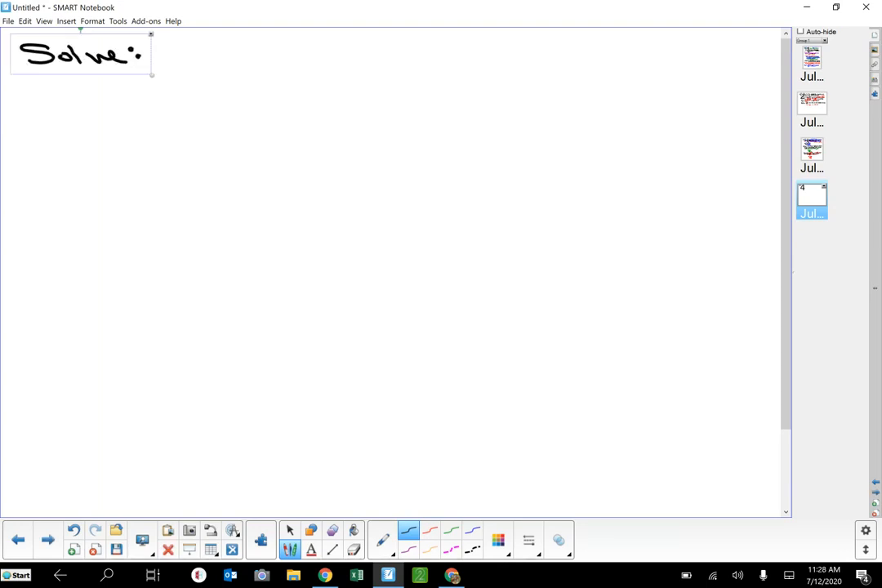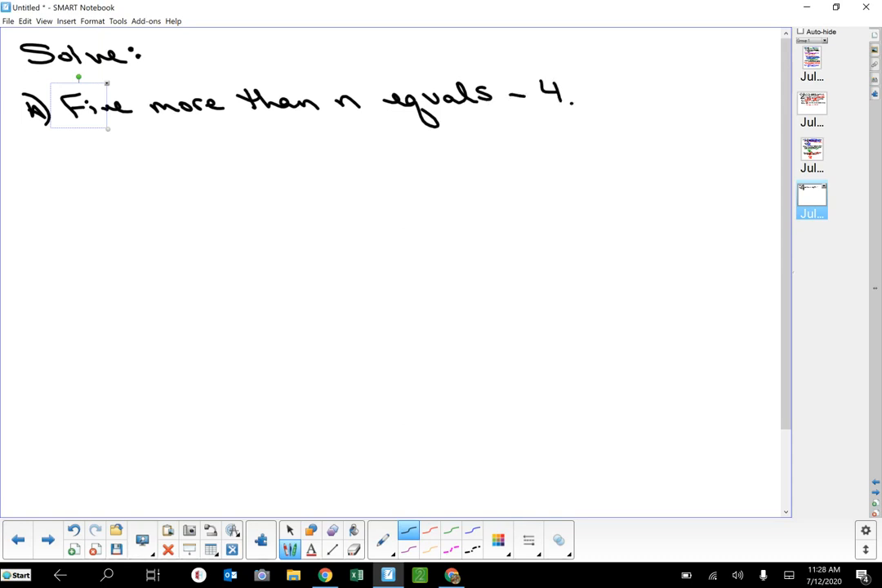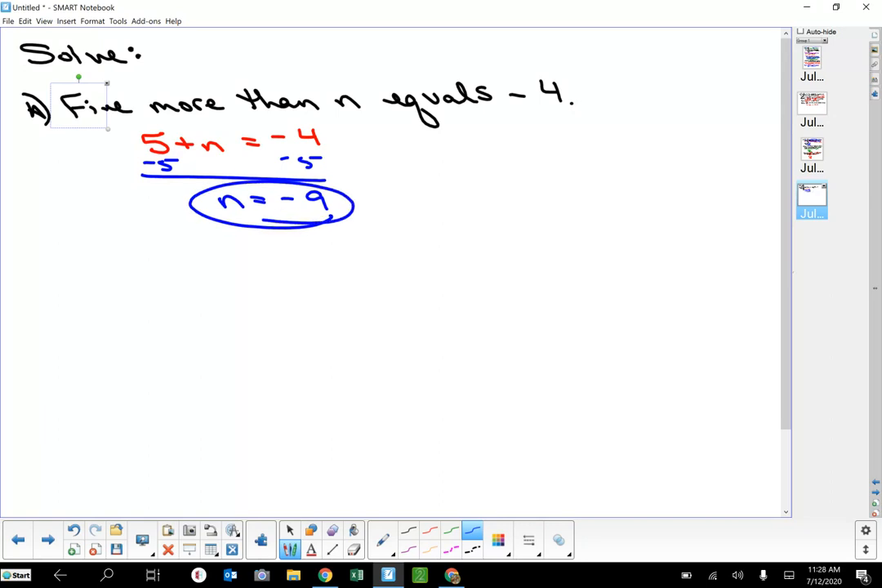So I think I have A through H for these. A, 5 more than n equals -4. All right, well, 5 more than n means 5 plus n equals -4. And then you're simply going to solve. Now that you've turned it into a math problem, we know we're going to take 5 away, and n equals -9. Okay?